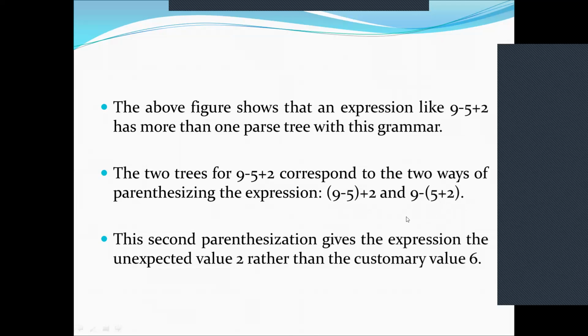So now the second parenthesization gives the expression that unexpected value 2 rather than the customary value 6. Actually, it should be 6, but because of this wrong interpretation, we got the value of, sorry, we got the value of 2. That is the ambiguity in parsing the value, or ambiguity in making the parse tree.